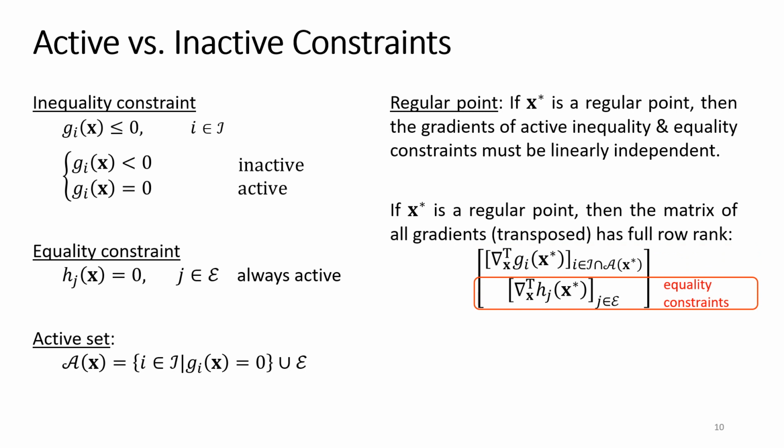And the second block in this composite matrix is the gradient transpose of the equality constraints. So if x star is a regular point, then the rows of this composite matrix must be linearly independent. In other words, this composite matrix must have full row rank.